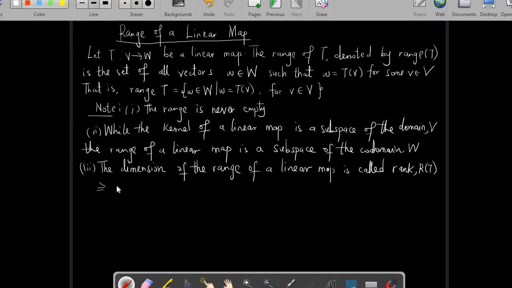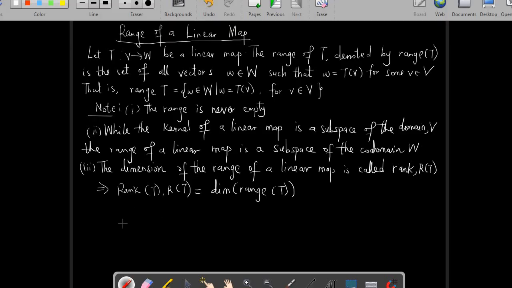So this implies that the rank of T, or R of T, is equal to the dim of the range of T. Once you take the dimension of the range of T, that is the number of elements in the range of T, you have found the rank of the linear map. So this is basically the range of a linear map.